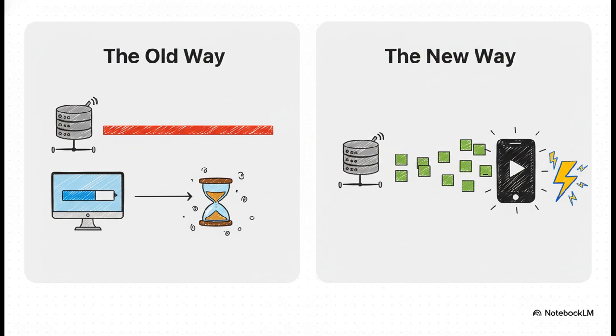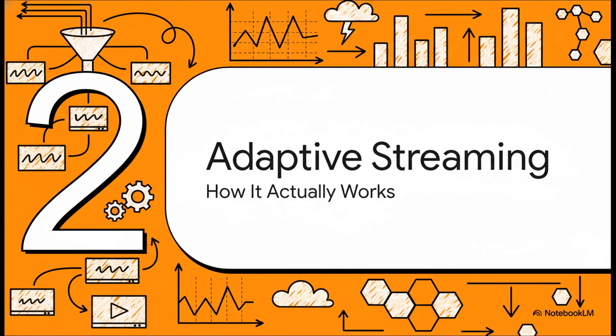But the new way, adaptive streaming, is so much smarter. The video is delivered in small, manageable chunks, and you start playing it almost instantly as it arrives. Okay, so adaptive streaming is the secret sauce. But what does that adaptive part really mean? Let's break down the core tech that makes all this modern streaming possible.